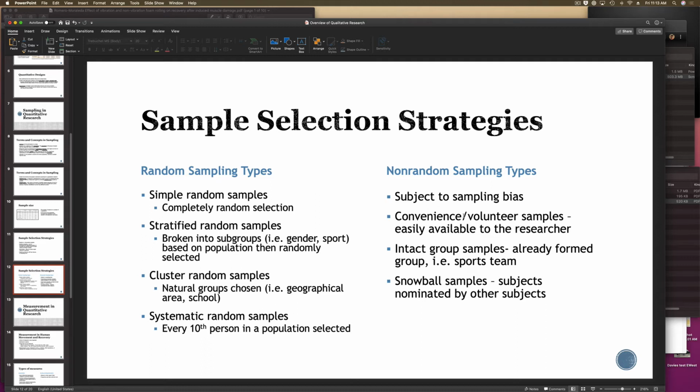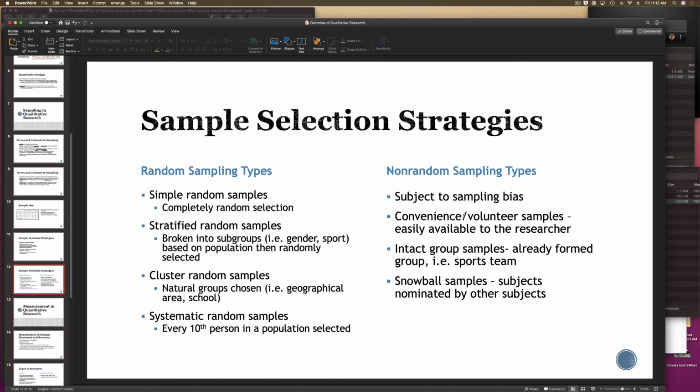So often you'll see non-random sampling where it's a sample of convenience or a sample of volunteers. Often it's intact groups. So you use a sports team at the university you work at, or a neighboring university, or a local high school, or whatever it may be. Those are non-random sampling types, and again, are running the risk of increased sampling bias. Snowball samples are where you choose a handful of subjects and then you ask them, hey, do you have anybody else that would want to participate?